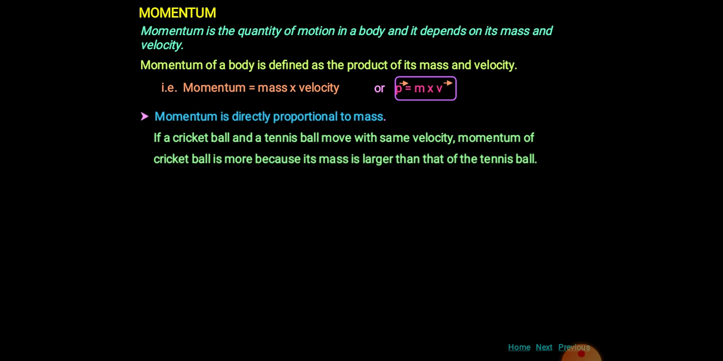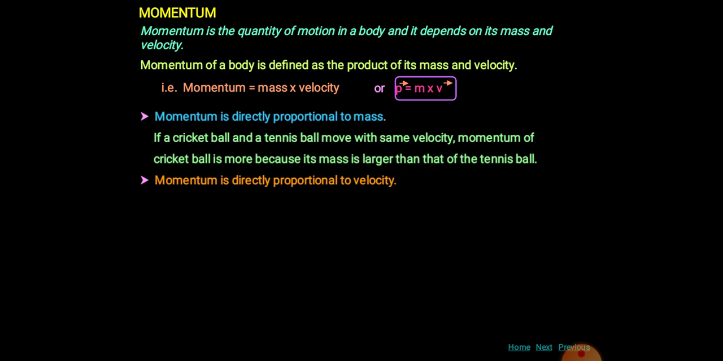Here if a cricket ball and a tennis ball move with the same velocity, the momentum of the cricket ball is more. Why? Because its mass is larger than the tennis ball, as we have seen in inertia also. Both are having the same velocity, but the momentum of the cricket ball is more because its mass is larger than the tennis ball.